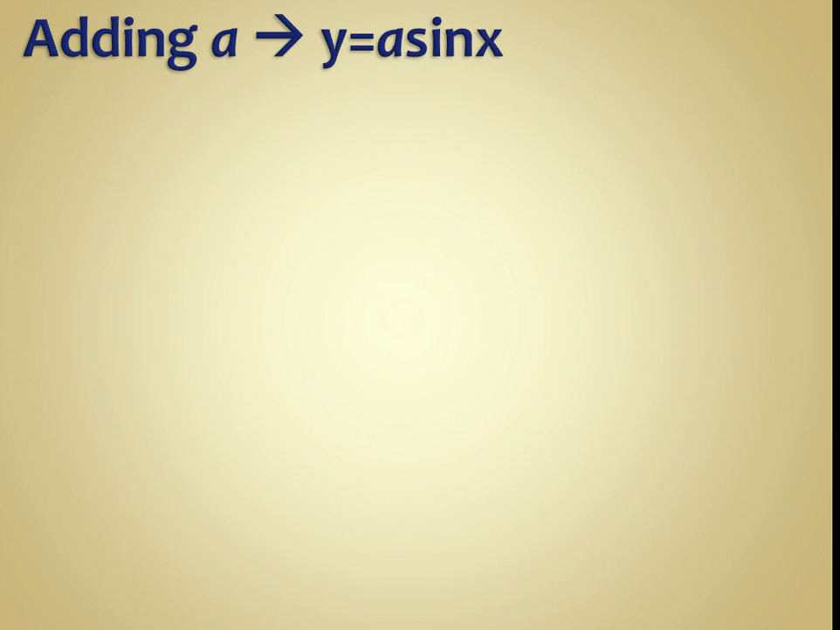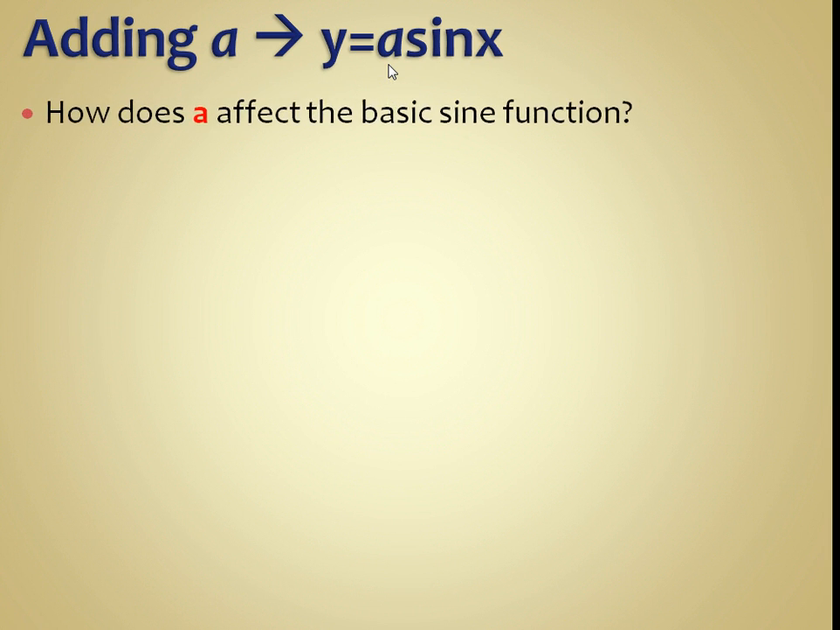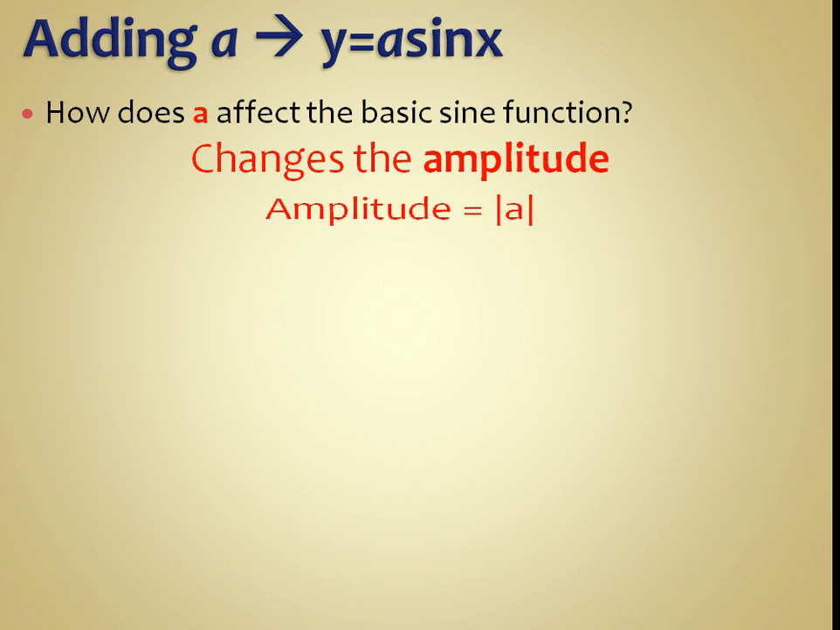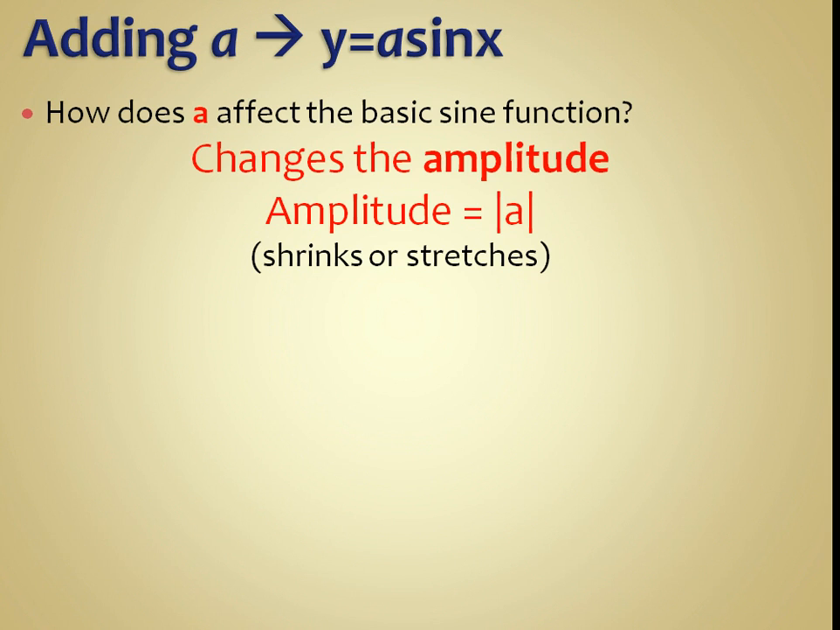So, for parameter a, supposing I just take my regular sine function and now introduce a. So a is going to affect my basic sine function by changing the amplitude. In other words, your amplitude is going to be the absolute value of a. The amplitude is the distance from the highest point on your curve to the halfway line, or from the lowest point on your curve to that halfway line. So in other words, it's going to shrink or stretch your graph vertically.